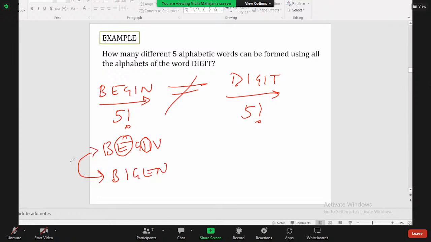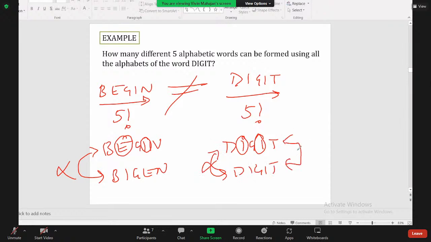They are not going to be same. But in case of digit, if I ask you to arrange the two i's, it will give you the word D-I-G-I-T only, which is the same as digit. That means there is no difference out here. So we need to remove that duplicacy.